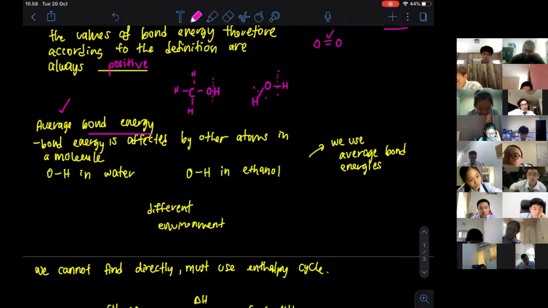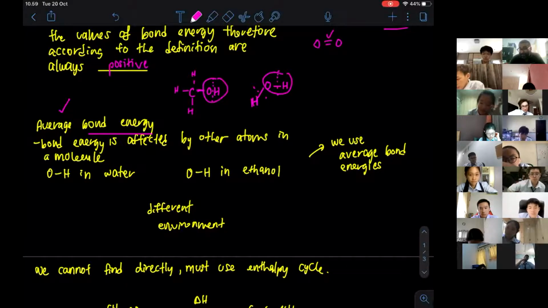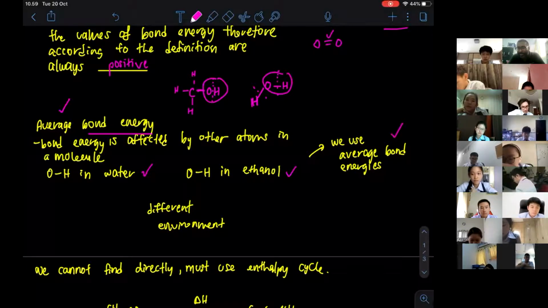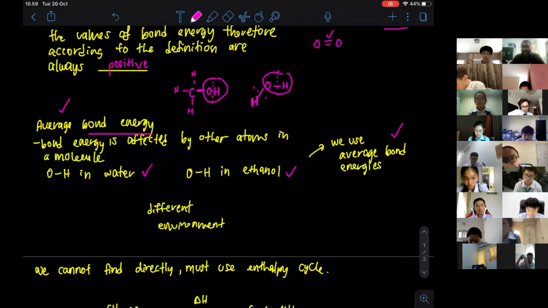Like for example, this O is bonded to H, and this other O is bonded to C. So they are supposed to be different. The O and H in water and the O and H in ethanol are supposed to be different because they are bonded to a different environment. But in chemistry, we use what we call average bond energies, because imagine we have so many molecules. If we wanted to consider everything and come up with the bond energy for every single molecule in every different environment, it's totally going to be impossible.